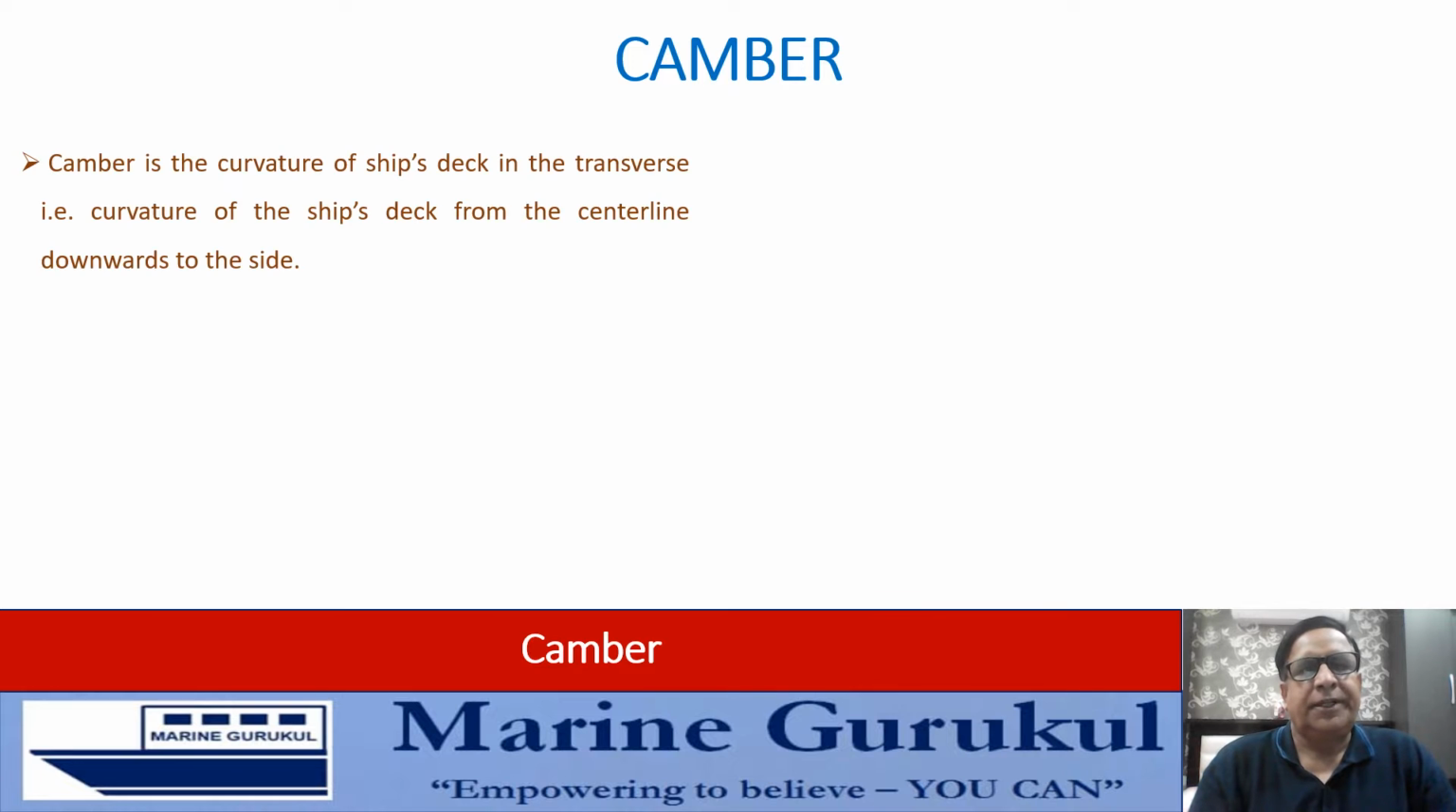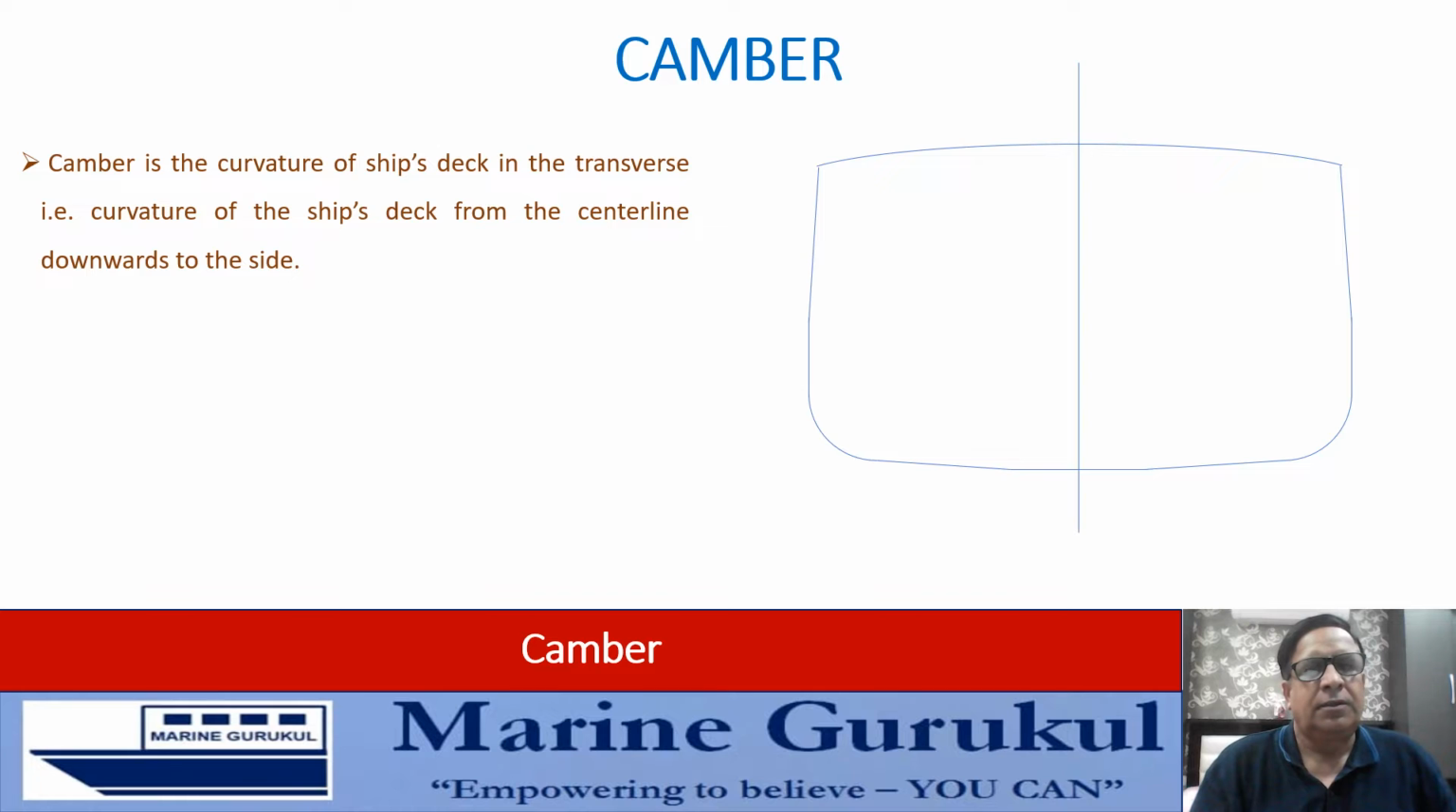Camber is the curvature of the ship's deck in the transverse direction. That is, curvature of the ship's deck from center line and downwards to the sides. What we are seeing on the screen is the transverse section of a ship coming up with the ship side, keel, and now the deck.